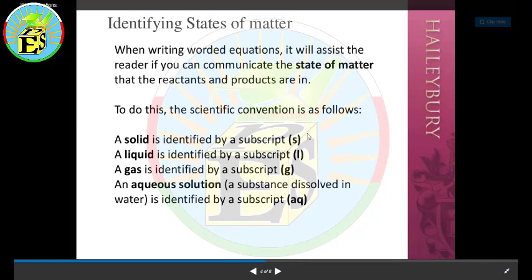So how will you write solid? Solid will be written as S. These are the subscripts for solid, liquid, and gas. And liquid will be L. A gas will be G. An aqueous solution, a substance dissolved in water, is identified by the subscript AQ. If it is aqueous, you will write AQ.